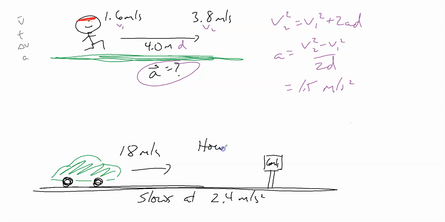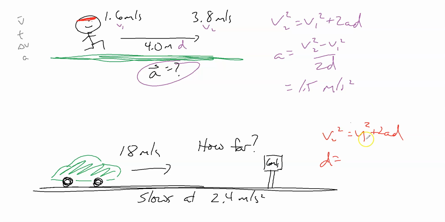So, how far did he go? Okay, so again, no time mentioned. We're just practicing with the new expression anyway, so let's do that. So v2 squared equals v1 squared plus 2ad, and in this case, I am looking for the distance.